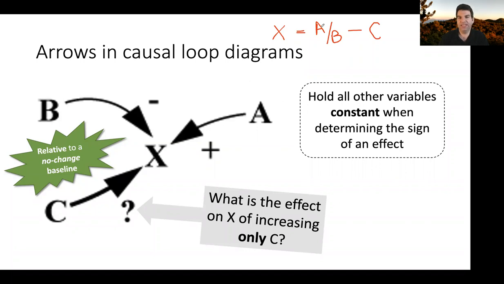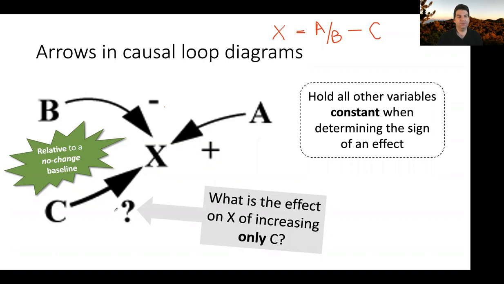Well, I have to imagine that if I increase A but leave everything else the same, that creates an increase in X. If I increase B and leave everything else the same, because there's a division here, then increasing B shrinks this A divided by B term. So that's going to cause a decrease in X. That's why we get a minus here.